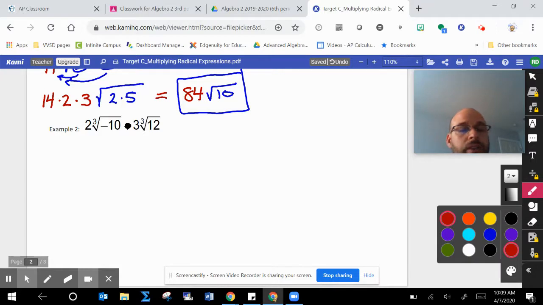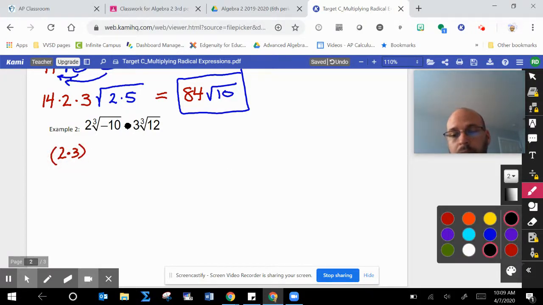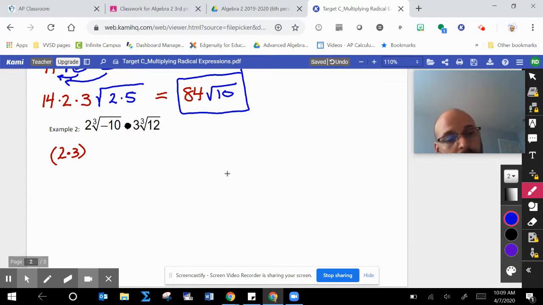And what I want to do is set it up the same way. So I'm going to say 2 times the 3 is going to be on the outside. And then on the inside, we're going to have the cube root. Now be careful because we're working with cube roots of a negative 10 times 12. Okay. Now I am going to break those down the same way that I broke them down before.